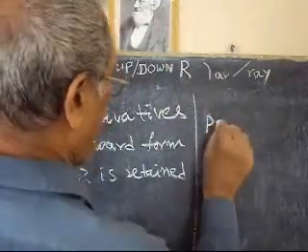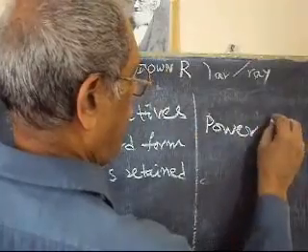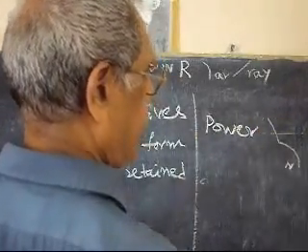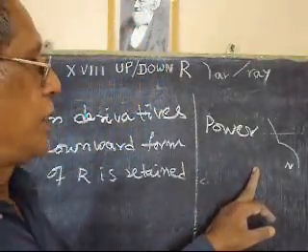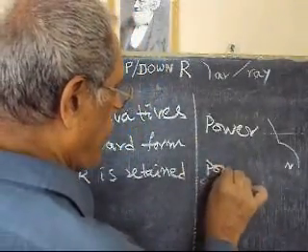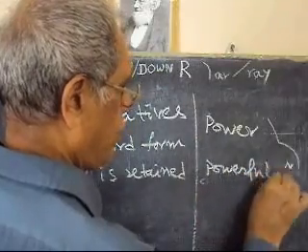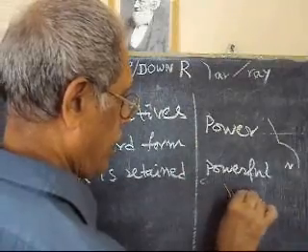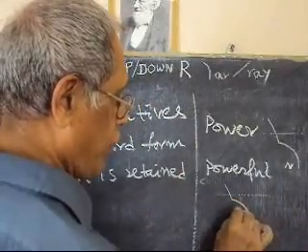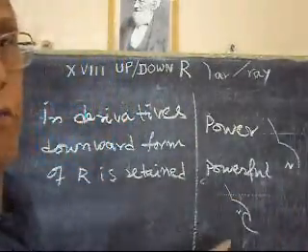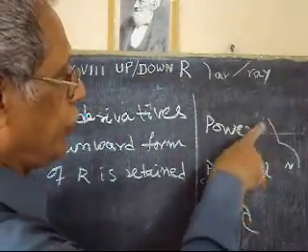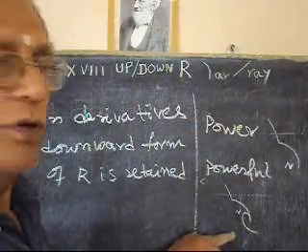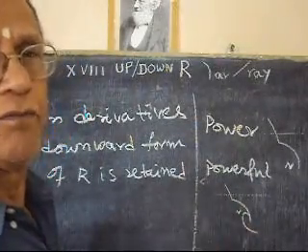Medial R. Power. You write? Power. Suppose powerful. So in the root word you have used the downward form. In the derivative, retain that downward form. Powerful.